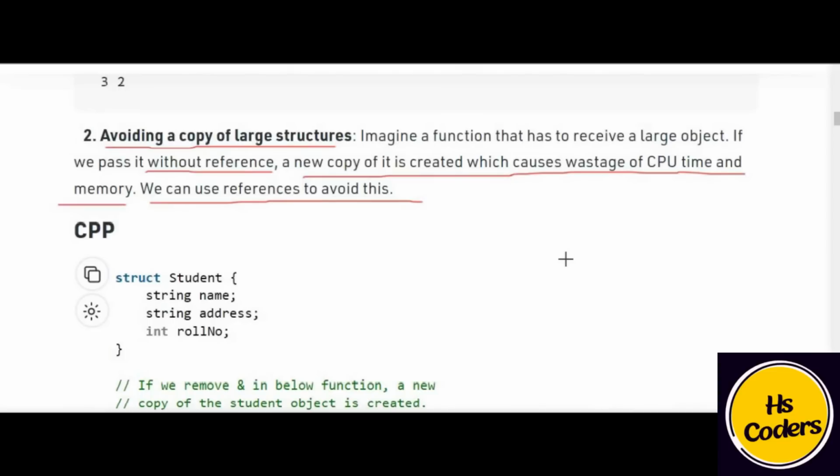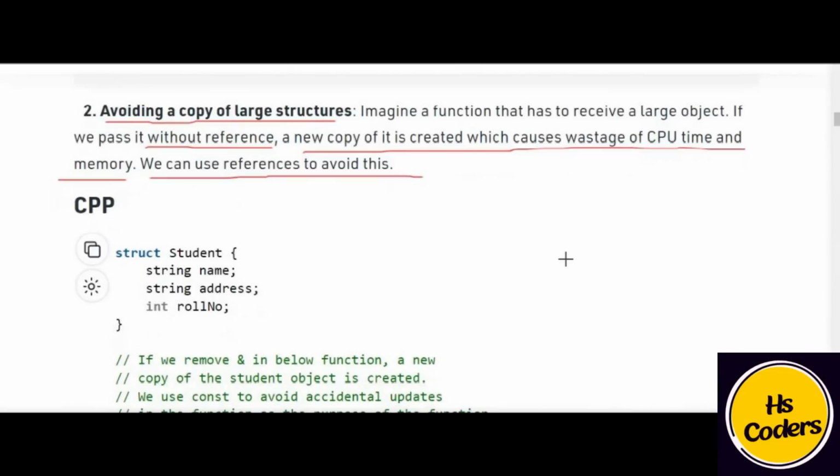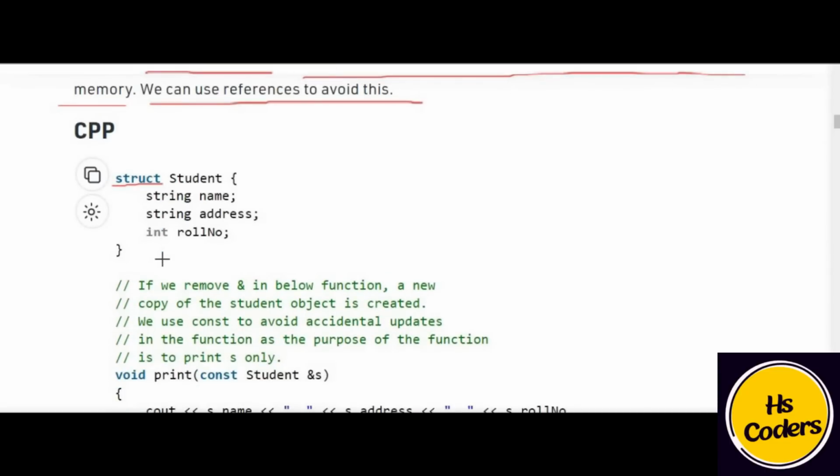So let's look at an example of this. Here we have a struct. Now before C++ we used struct in C language, but in C++ we can use struct and objects and classes both. That's why it's C++. It's an increment to the traditional C language.